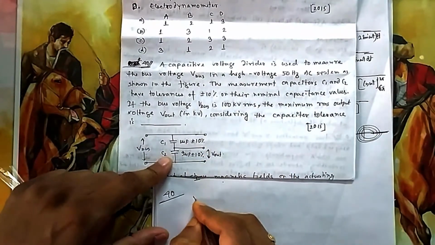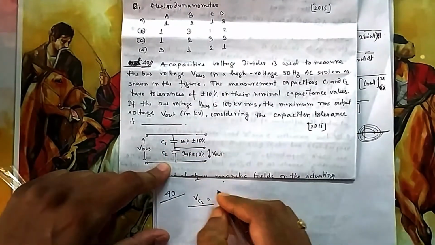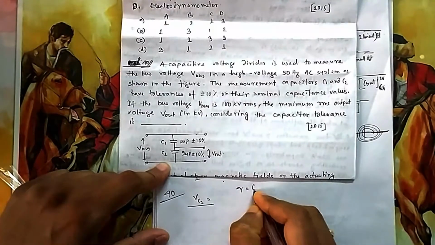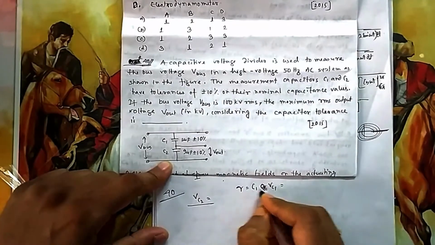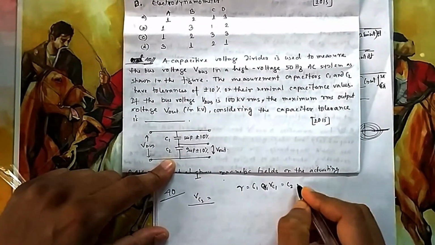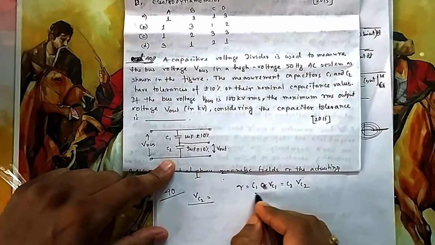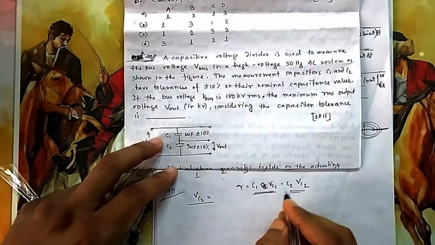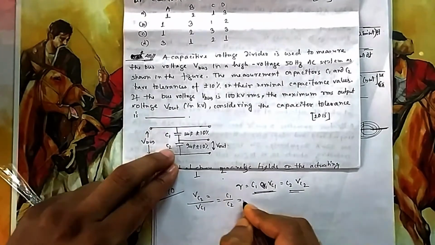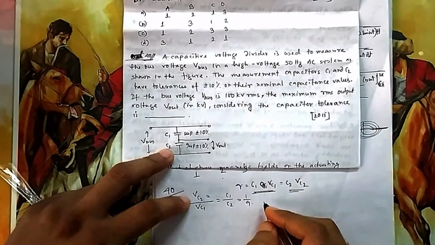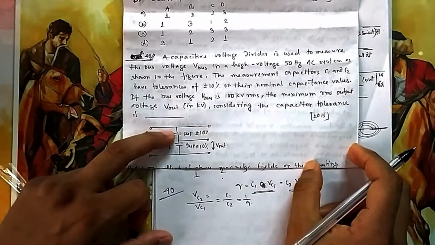Now what is VC2? Now what is VC1? Because this is the same current, Q will be the same. So Q is equal to CV. Because the same charge is flowing through the same current, CV should be the same. Q is same, CV same. So if you want to find VC2 by VC1, what will it be? C1 by C2. That is 1 by 9. So this ratio is 1 is to 9. This portion will get 1 and this portion will get 9.